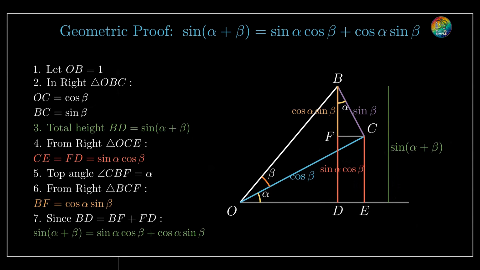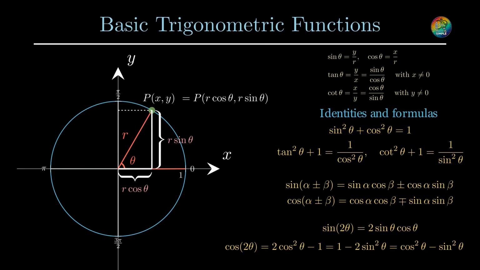So what we've just seen is the proof of the first part of this formula. If you have time later, I highly encourage you to try doing the same for the others. For now, let's take one last look at the whole picture: our unit circle, the trigonometric functions, their identities and formulas. Up next, we're going to dive into the graphs of these functions.